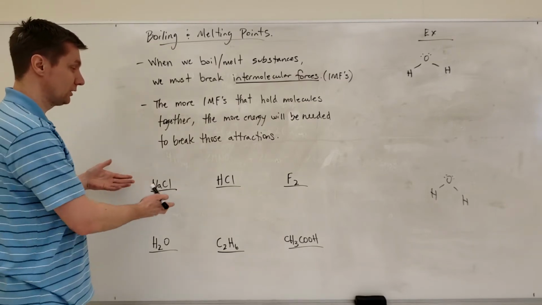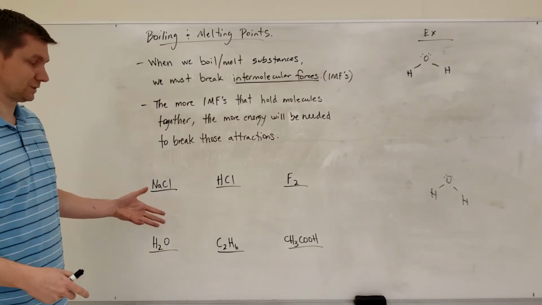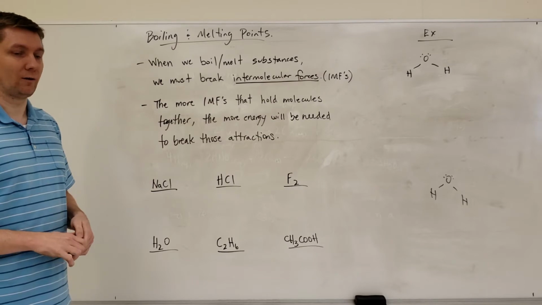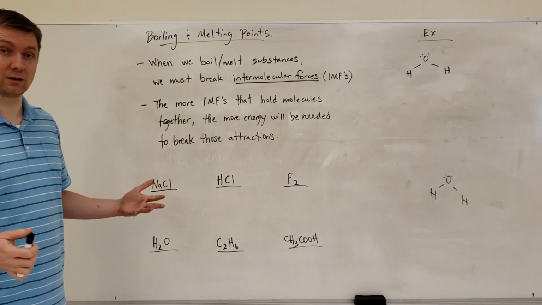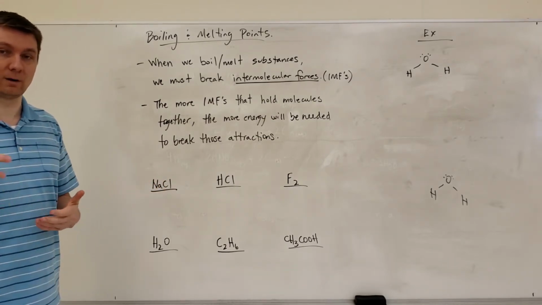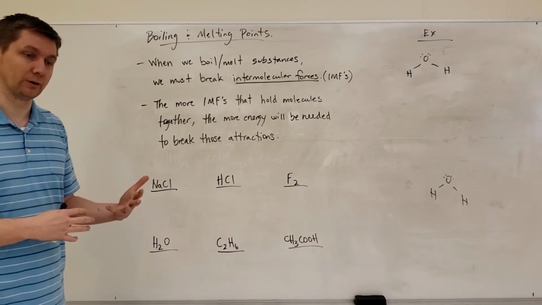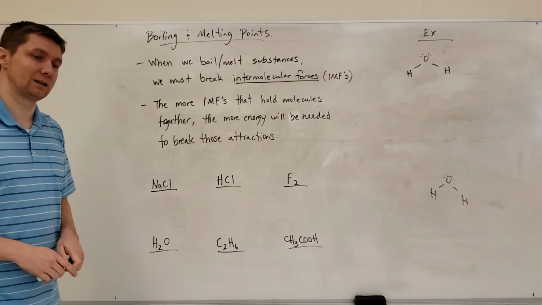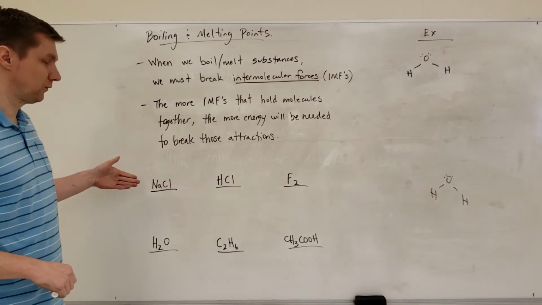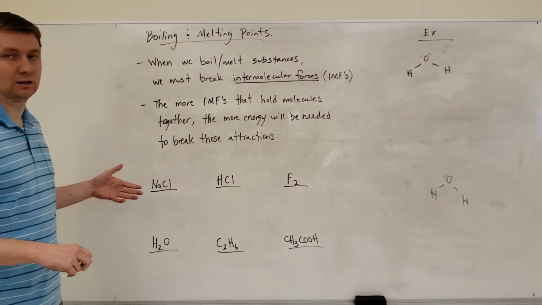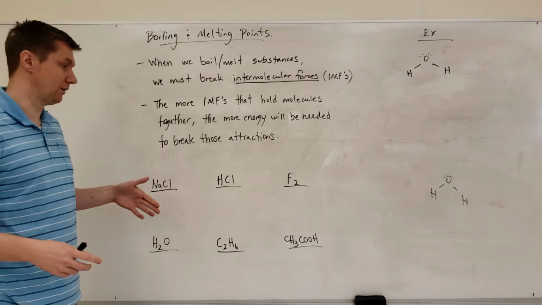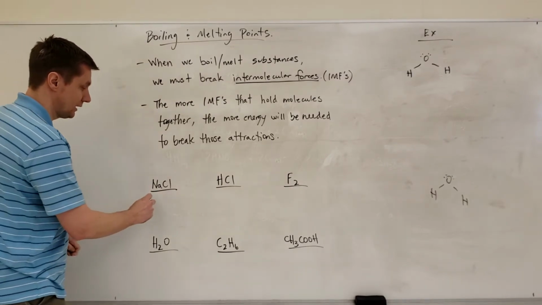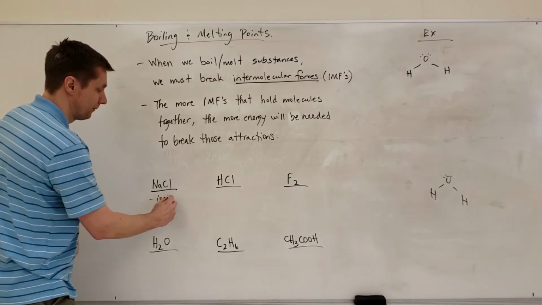So if we take a look at this example right here, I've got 6 substances, and I don't have boiling points for them listed on the board, but I do want to rank them from highest boiling point to lowest boiling point. The first thing you want to look for when you're given a list like this is a substance that is ionic, if there is one. And for this one right here, this guy is an ionic compound.